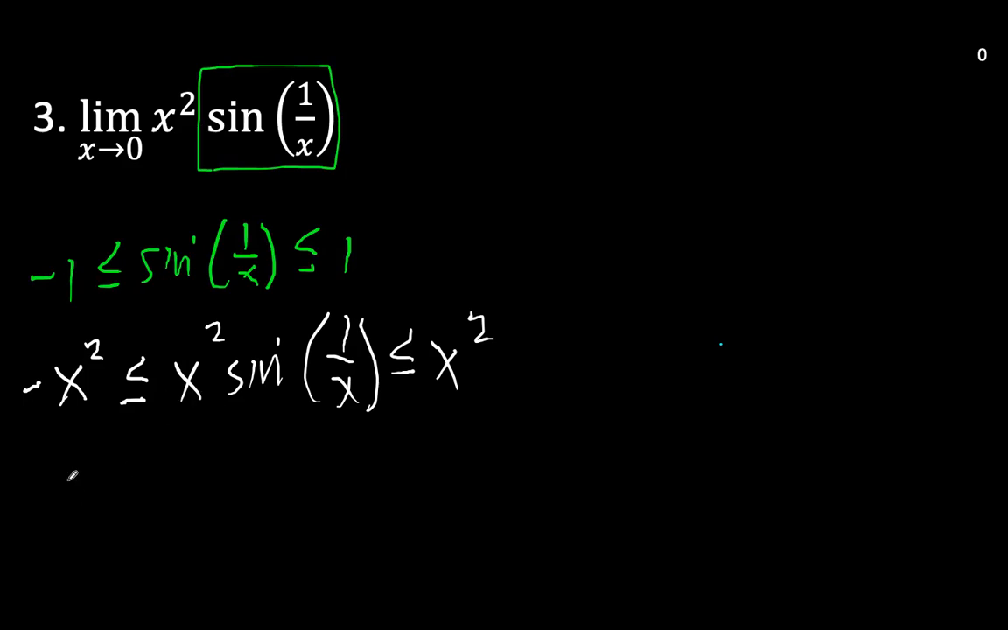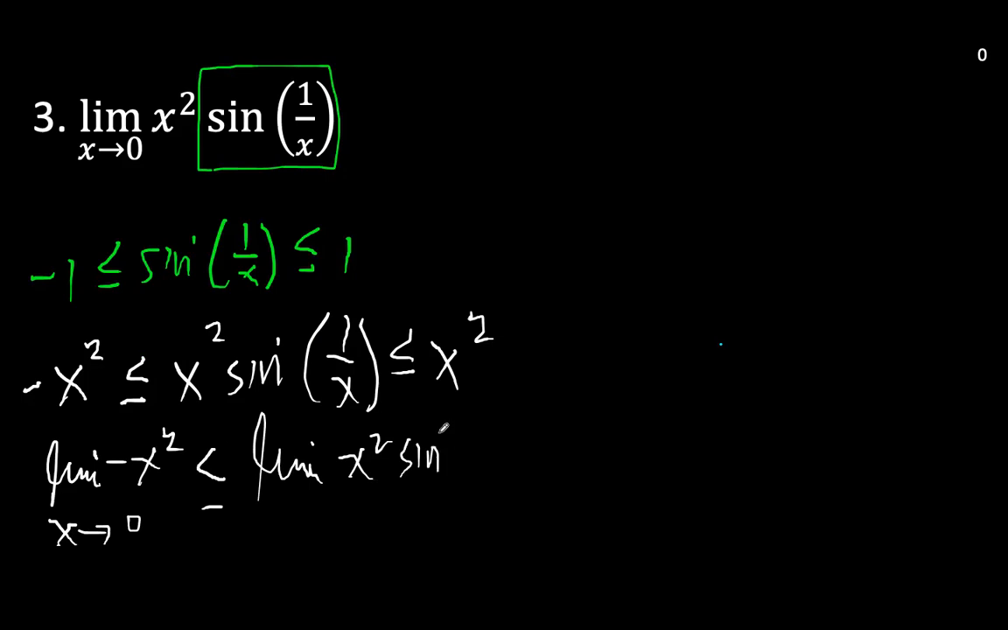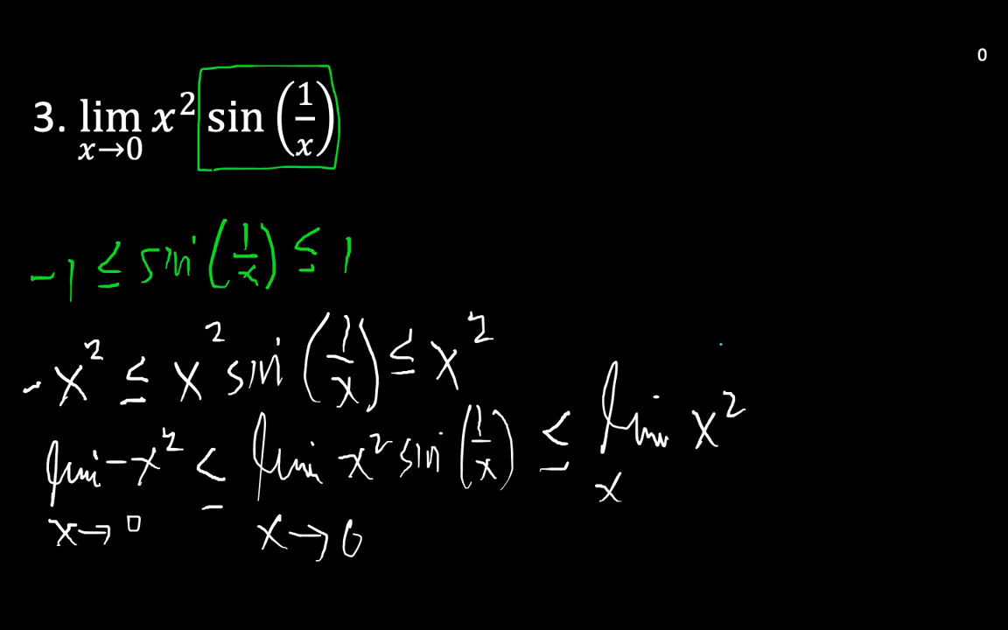So let's find the limit. So the limit of -x squared as x approaches 0, less than or equal to the limit of x squared times sine 1 over x as x approaches 0, is less than or equal to the limit of x squared as x approaches 0. Okay, so we have already expressed the given compound inequality in terms of limits.